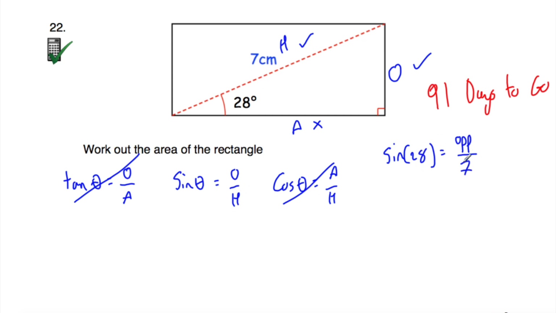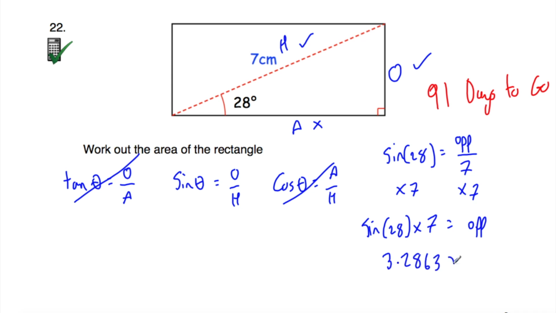Now we want to find the opposite, so we don't want this to divide by 7, so we're going to multiply both sides of the equation by 7. On the left hand side, we've got the sine of 28, close brackets, multiplied by 7, and that's equal to the opposite. So the sine of 28 multiplied by 7 is equal to 3.28630094, and that's equal to the opposite.